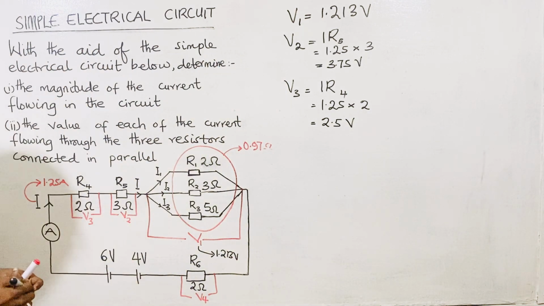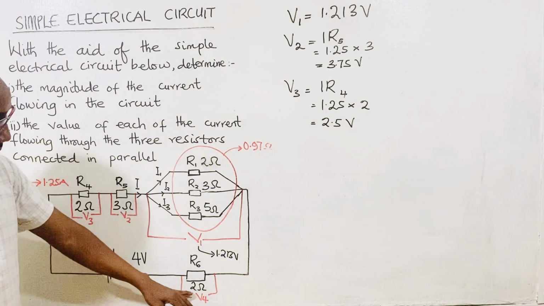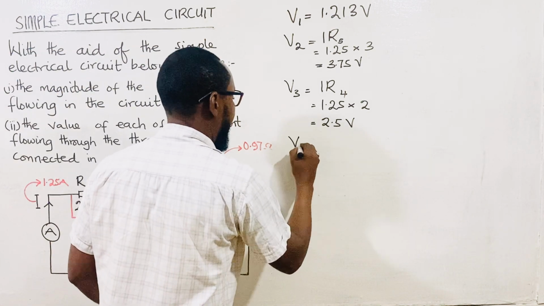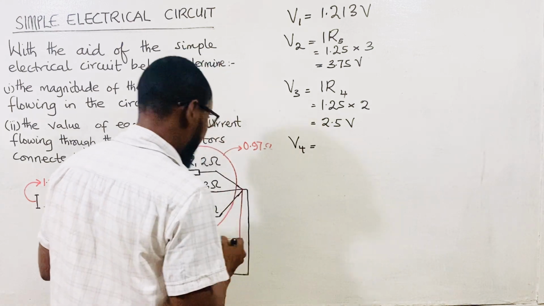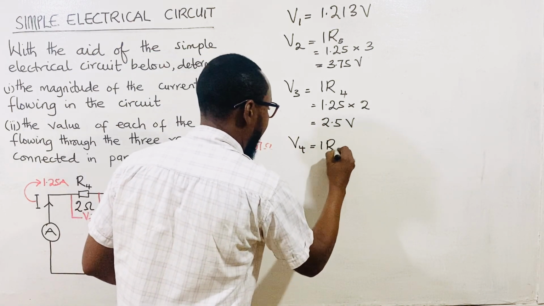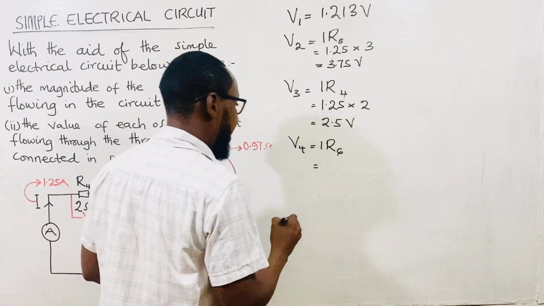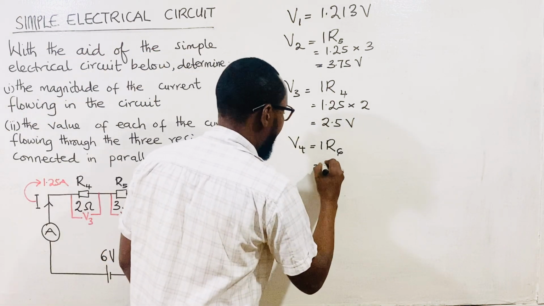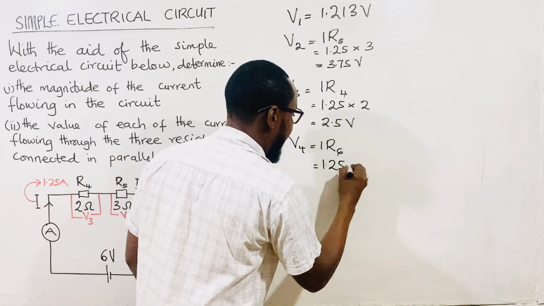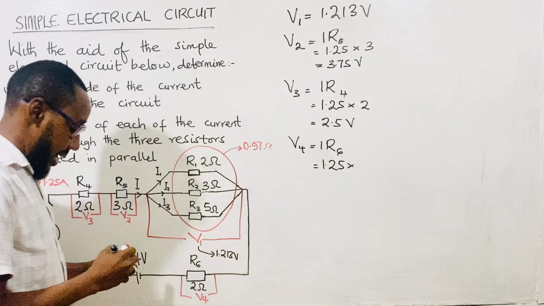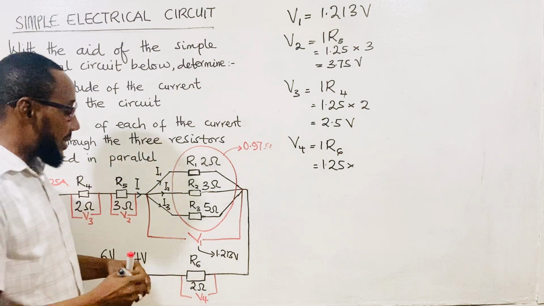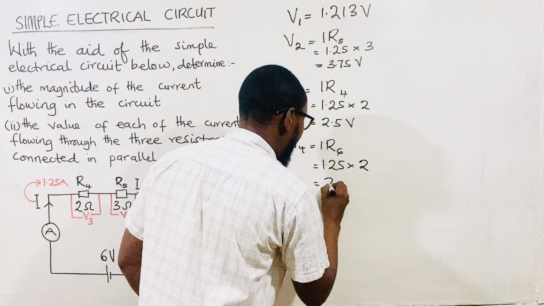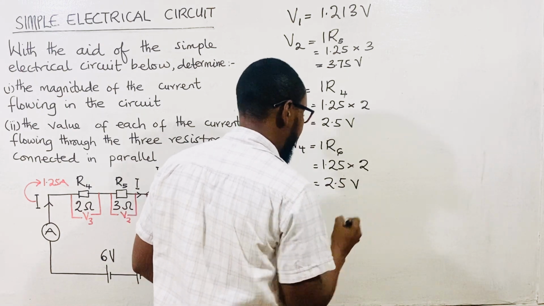Alright? Then where do I go next? I go to the potential difference for resistor 6. That is labeled as V4. So that is IR6. The current multiplied by the resistance of resistor 6. My current is 1.25. And of course, the resistance of resistor 6 is 2 ohms. That also gives me 2.5 volts.